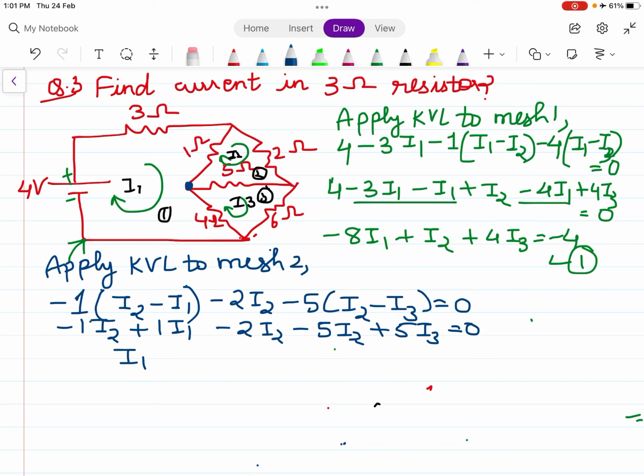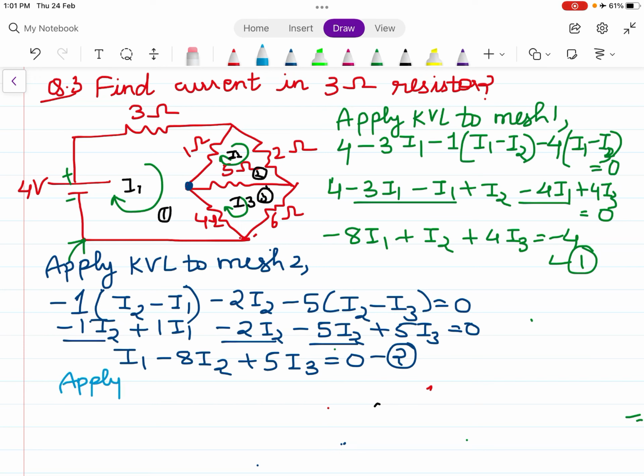So collect the I1, I2 terms, 7 and 8. So minus 8 I2 plus 5 I3 equal to 0. This is equation number 2. Next I will apply KVL to mesh number 3. When I apply KVL to mesh number 3, again starting from this point, minus 5 I3 is greater because I am applying it to mesh number 3.